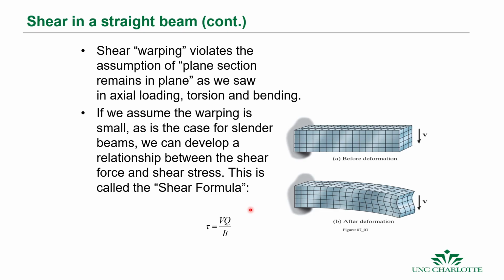The warping violates the assumption that a plane section remains plane, as we saw in axial loading, torsion, and bending. But if we assume it's small, which is the case for slender beams, we can still develop this relationship. That relationship between shear force and shear stress is called the shear formula, and that's it here. We talked about what each one of those terms meant at the beginning.